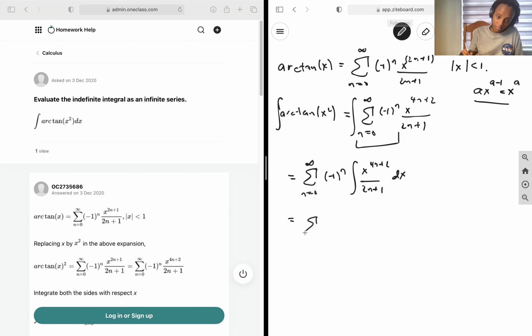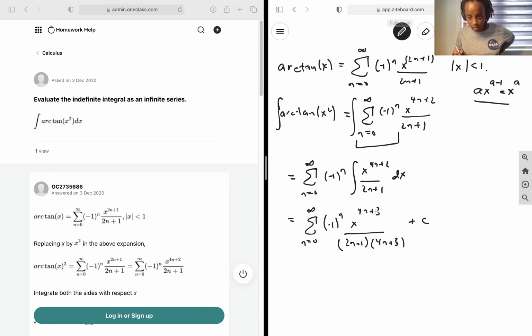the sum from n equal to 0 to infinity of negative 1 to the power of n, x to the power of 4n plus 3 over 2n plus 1 times 4n plus 3. And if you just want to double check, you'd be subtracting 1 from here and bringing it down. So a is 4n plus 3, and then it would cancel with this one, leaving 4n plus 2, which is what we have up here.